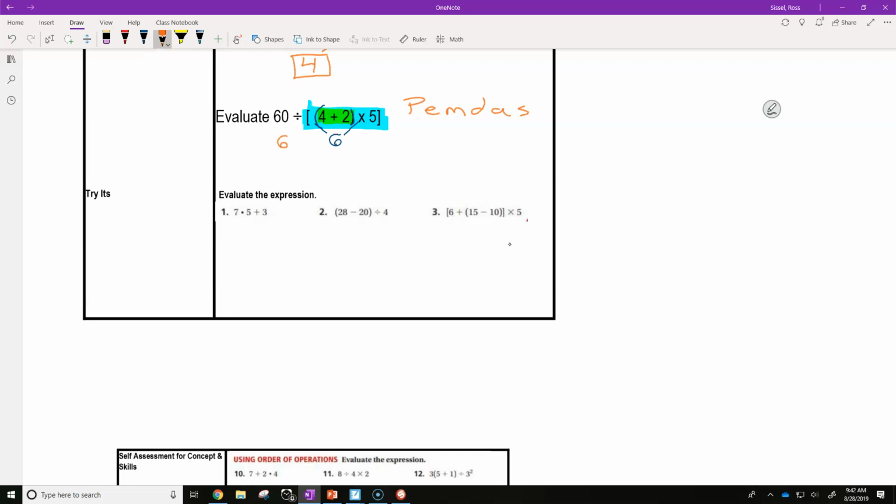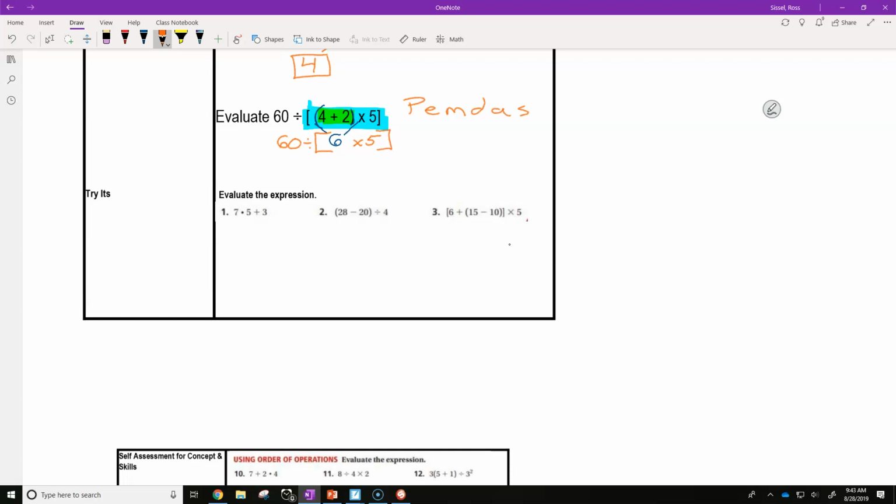I rewrite my equation. 60 divided by bracket 4 plus 2 is 6. Do I need to keep those parentheses now that I simplified it all the way? No, so I get rid of them. And times 5 bracket. I go back because I haven't crossed anything off. Do I have parentheses? No.